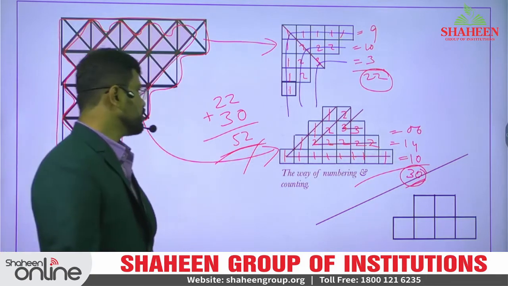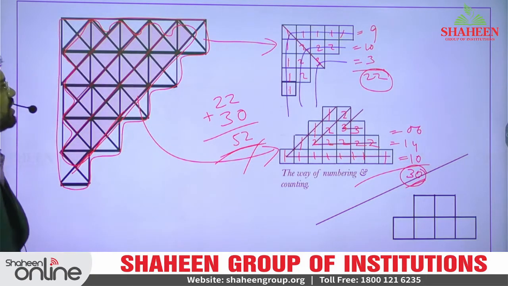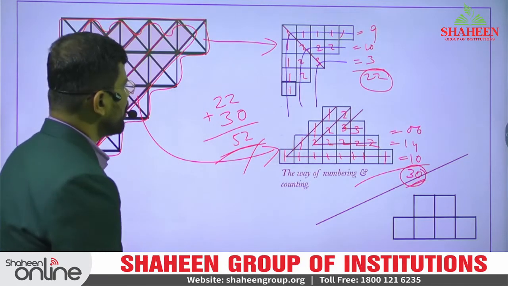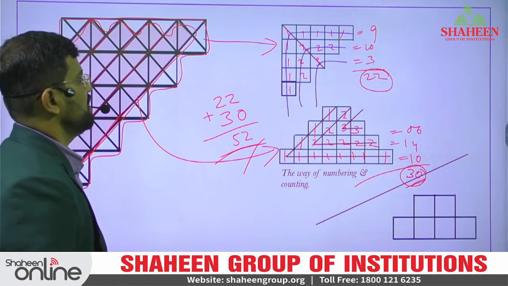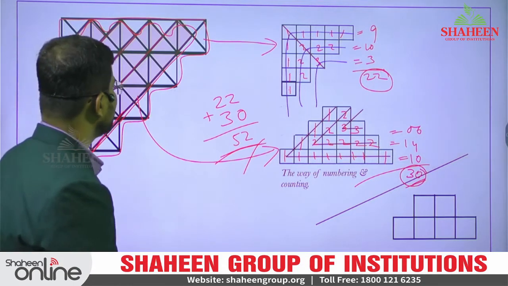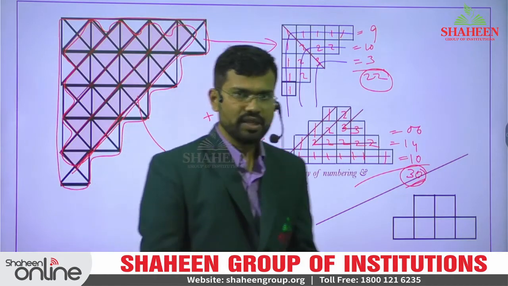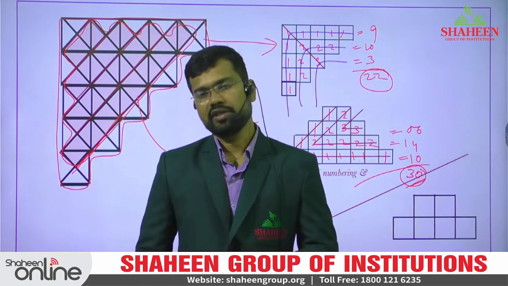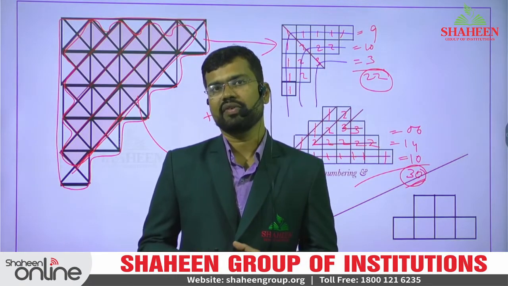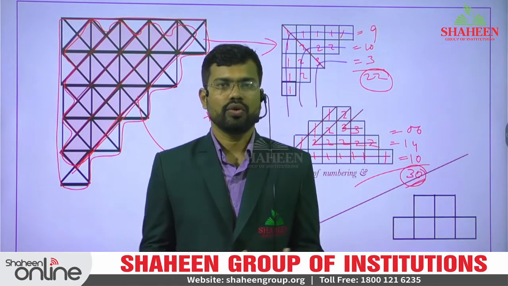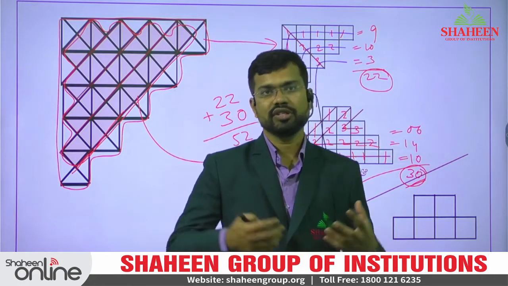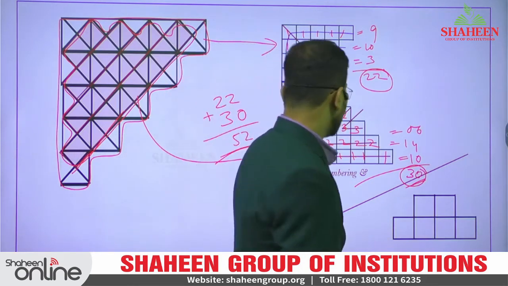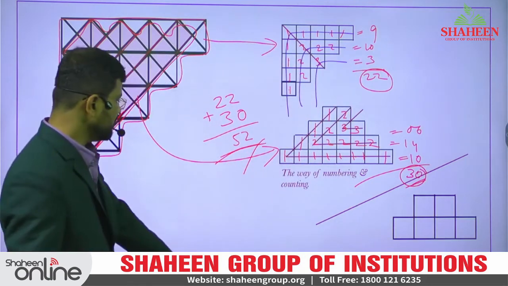22 plus 30 is 52. Just check it out. 1, 2, 3, 4, 5, 6, 7. So friends, in this way we will count the number of squares in the given figure. We will identify the standard figures, separate them, count them and add them. You will get the answer. Now we will move on to the next problem.